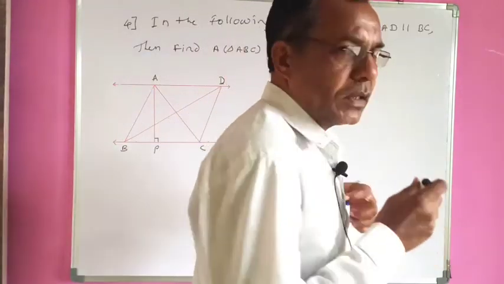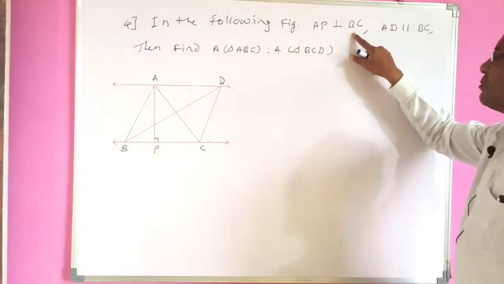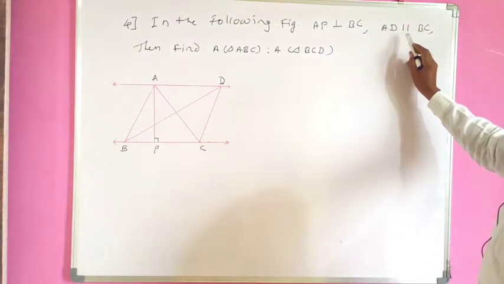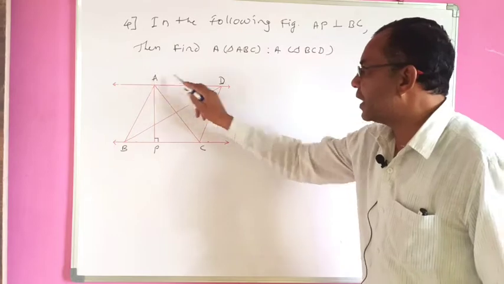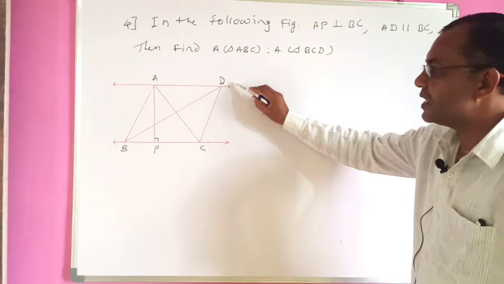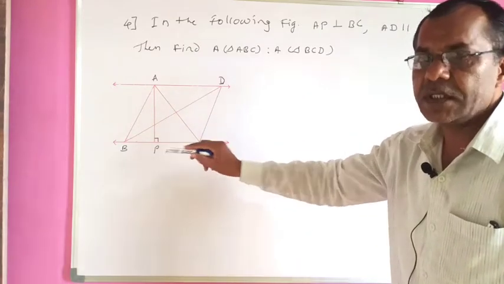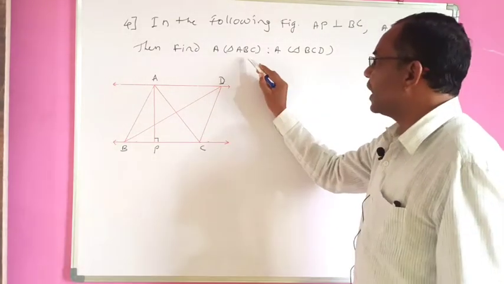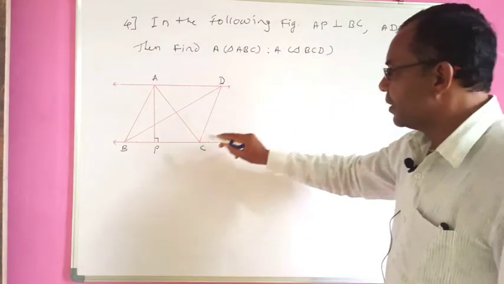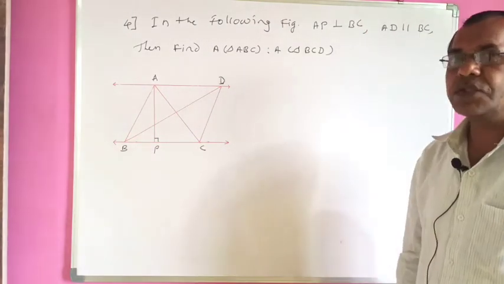Okay, this is example number 4, and in this example, in the following figure, AP is perpendicular to BC. Here, see here, AP is perpendicular to BC. AD is parallel to BC. AD and BC are parallel, and AP is the distance in between them. Now see here, we have to find the area of triangle ABC and BCD. These are two triangles, and we have to find the ratio in between these two triangles.